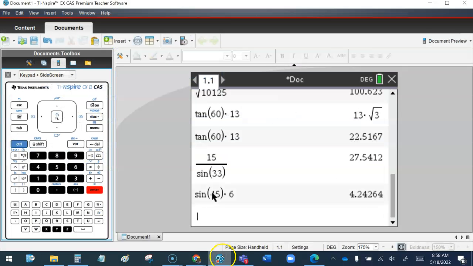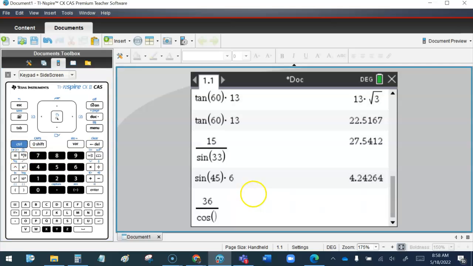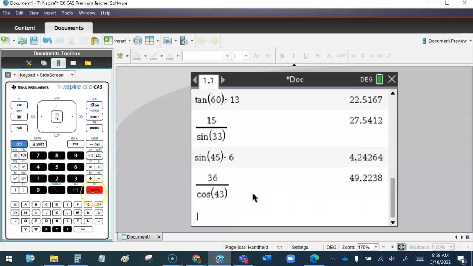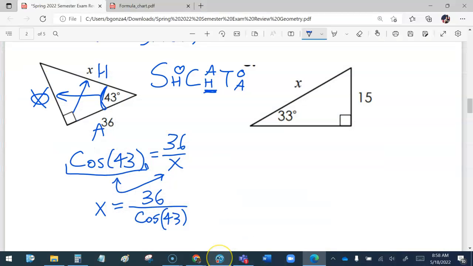36 over cosine 43 gives us 49.22 units for the missing side X.